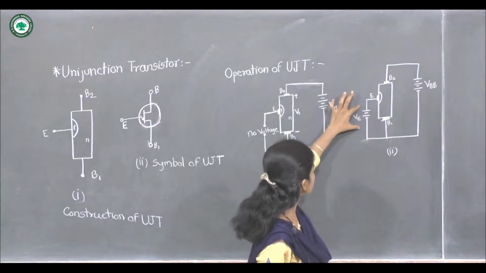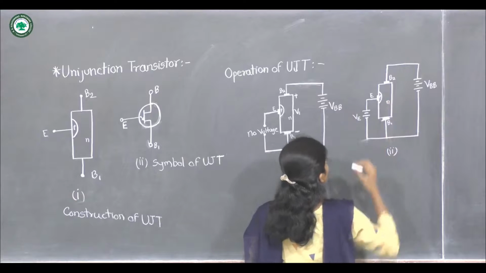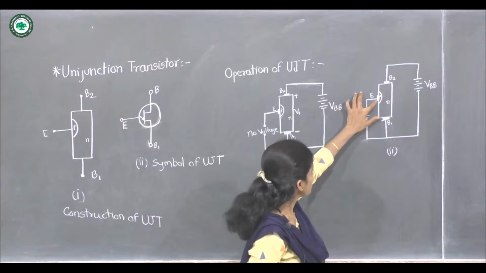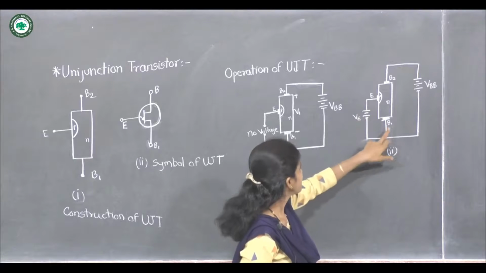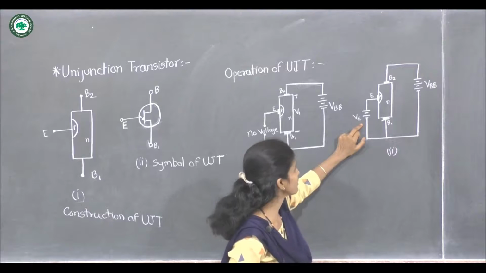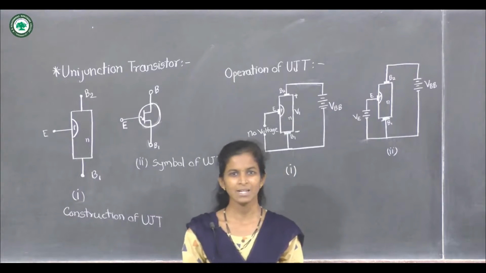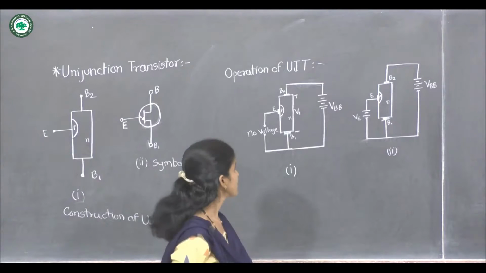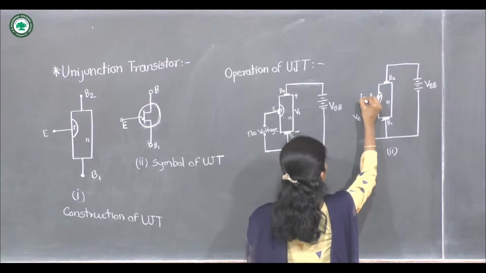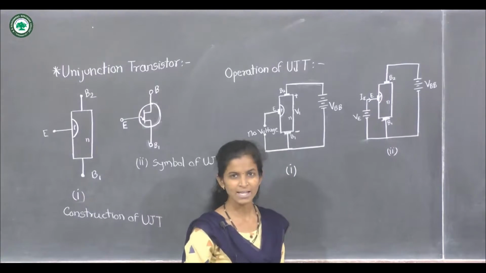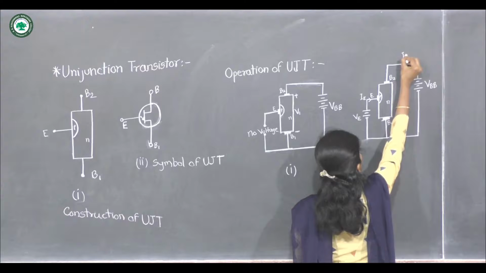In this case the emitter terminal is connected such that this is a p-type region and this an n-type strip. The terminal drawn from this p-type semiconductor is connected to the positive terminal of the battery, and the B1 terminal is connected to the negative terminal of the battery. The voltage developed between the emitter terminal and base terminal is denoted as VE, and the current flowing at the emitter terminal is denoted as IE, and the current flowing through the base terminal is denoted as IB.